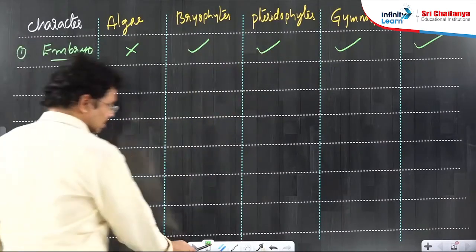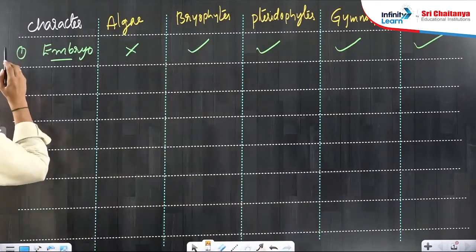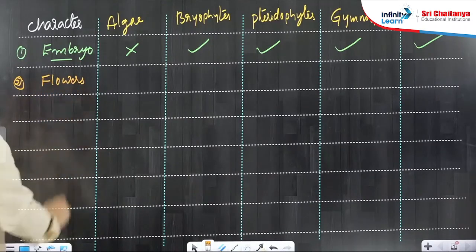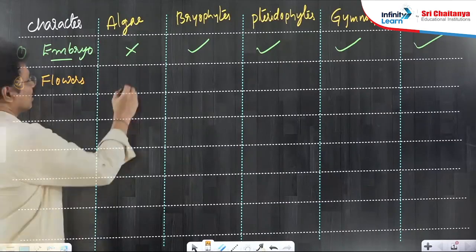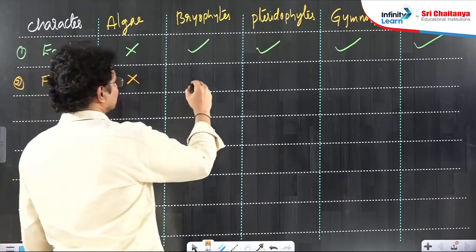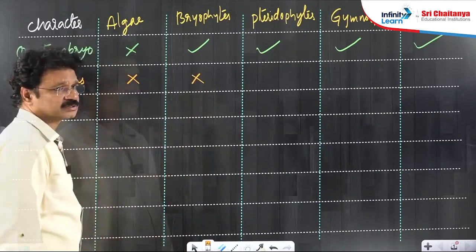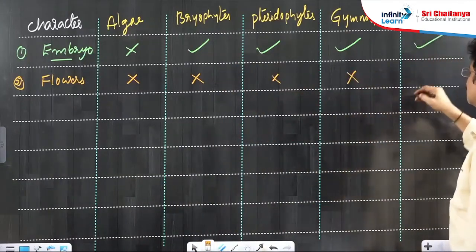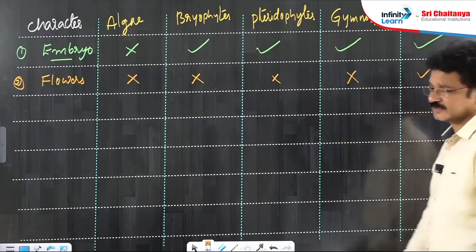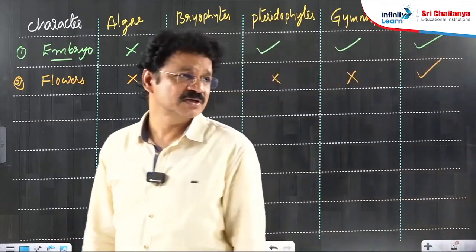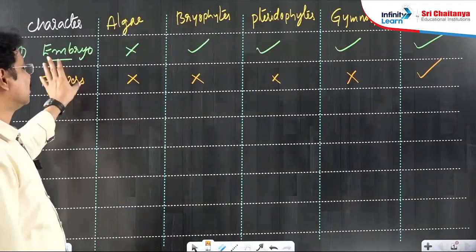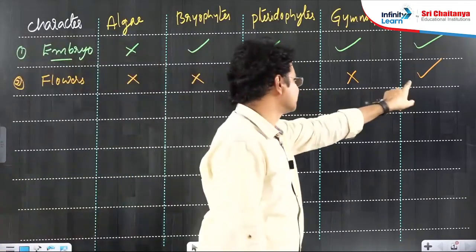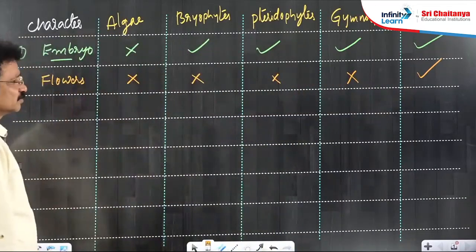Next, in comparison, the second aspect, flowers. Present or absent in algae? Absent. Bryo, absent. Pterido, absent. Gymno, absent. Angio, present. Among these 5 groups, flowers are absent in all the members except angio. Except angiosperms, in all the remaining members flowers are absent.